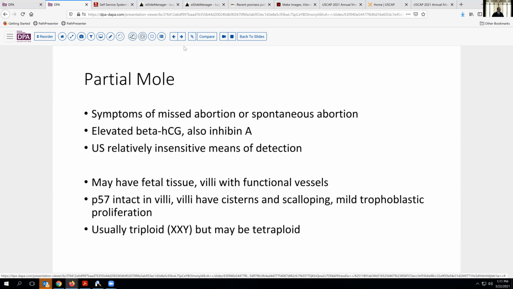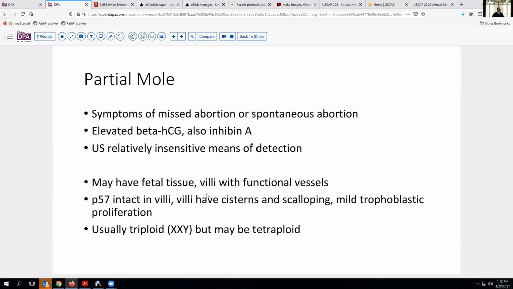So we'll take just a look at some of the clinical things associated with this. Again, the beta-HCG may be elevated. It's also been reported that inhibin A can be elevated in these patients, but they usually present with some sort of symptoms related to potentially missed abortion or spontaneous abortion, usually bleeding or passing tissue and those sorts of things. Attempts to use ultrasound as a screening technique have not been particularly effective, so we don't usually make the stop in radiography for that reason.